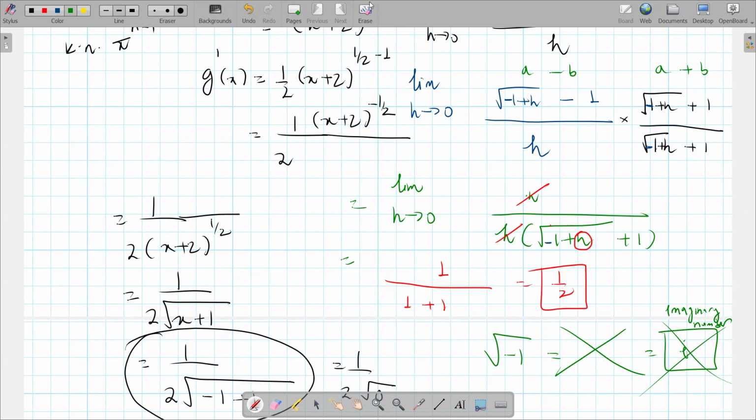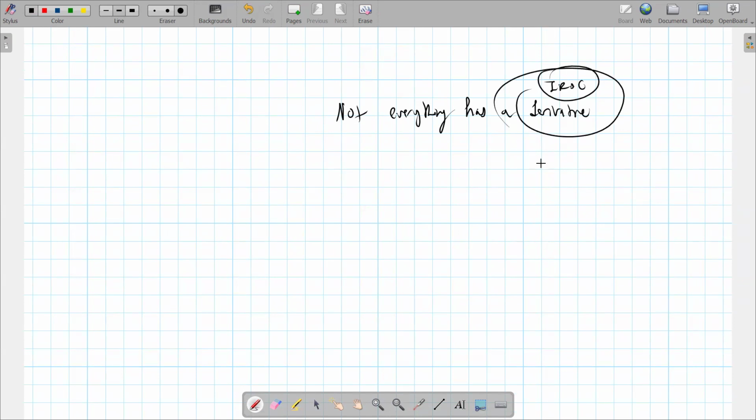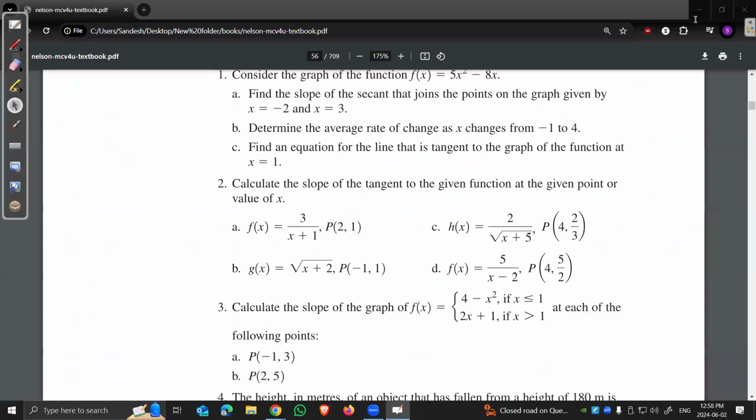What does all of this mean? It means that not everything has a derivative. Derivative means IROC. Not everything, you can draw a tangent line, okay? Because the function that we had looked like this. Like over here, at this point, how would you draw the tangent line? It's very difficult at this point to draw the tangent line. Over here, it's easy, but over here, it's impossible. Not everything will have a tangent line.